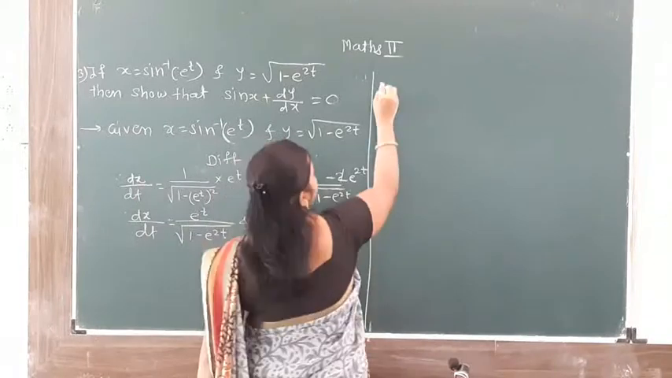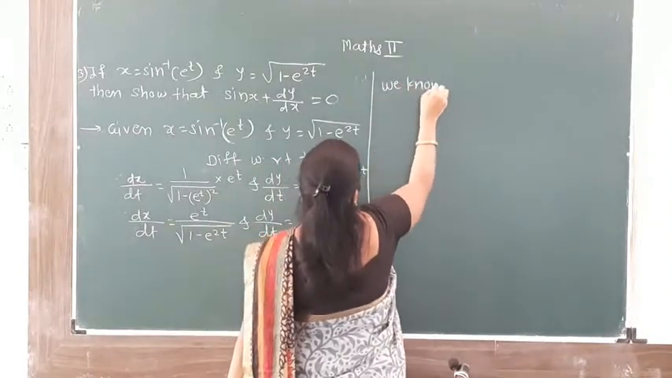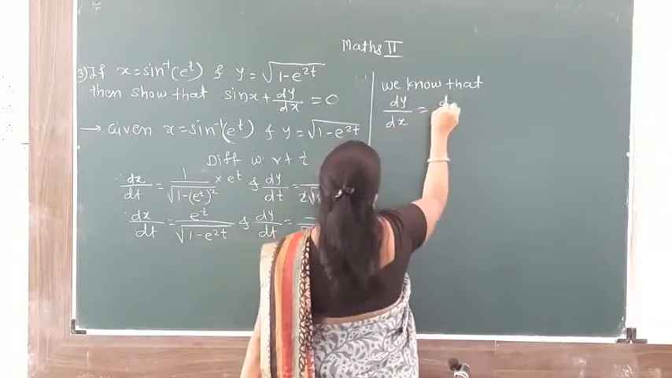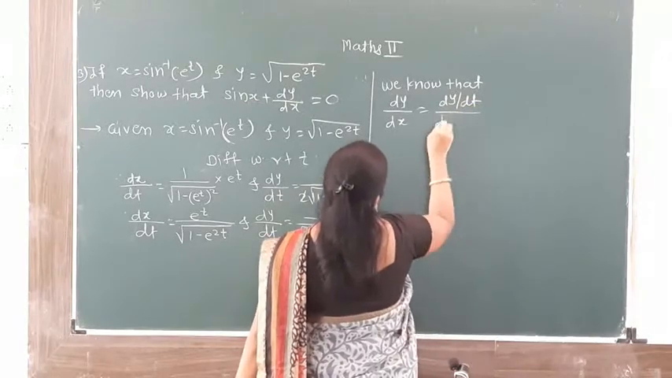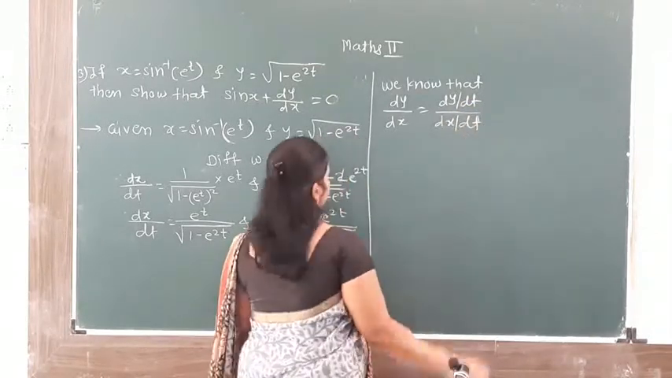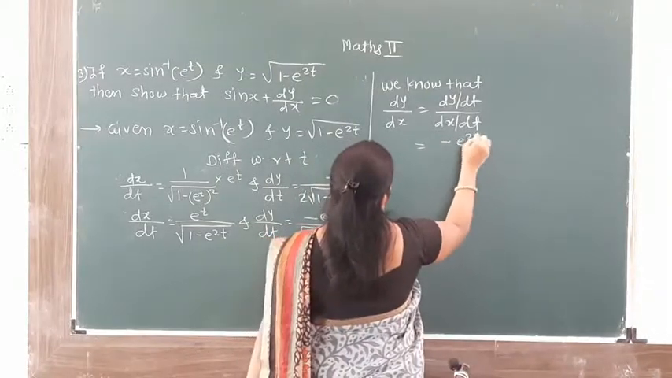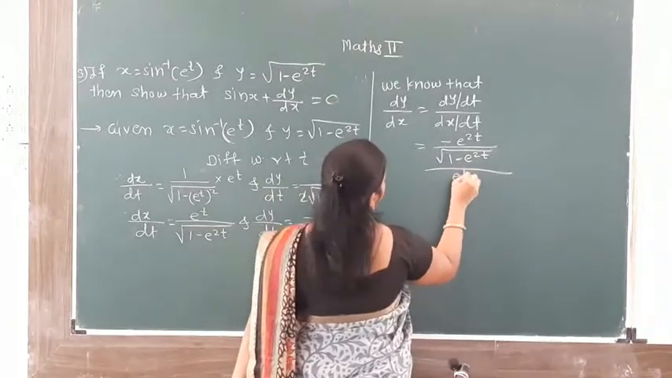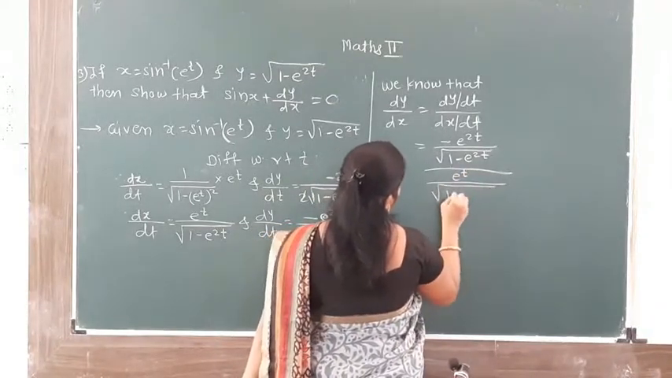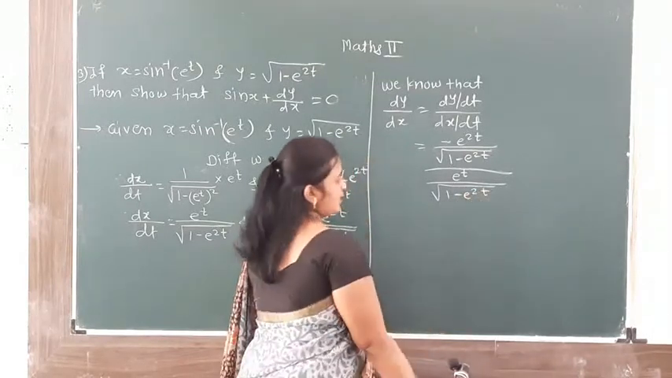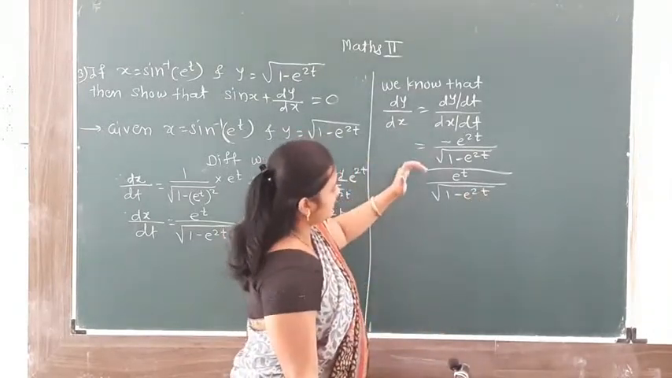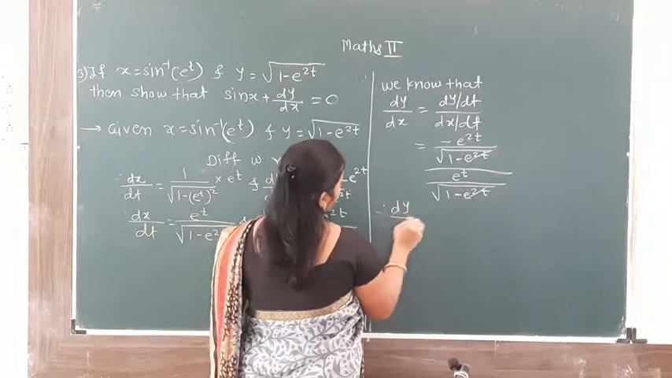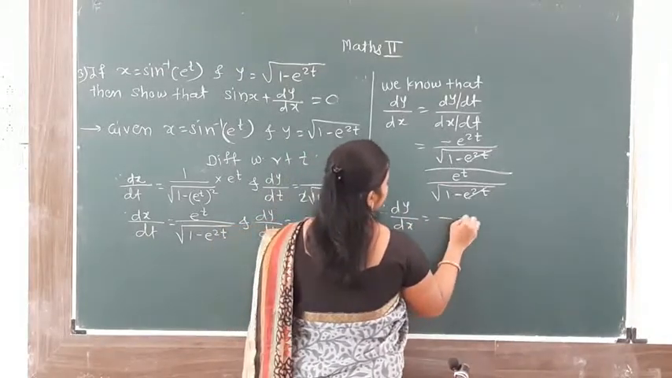Now we know that dy by dx is equal to dy by dt divided by dx by dt. Substituting the values: minus e raised to 2t divided by square root of 1 minus e raised to 2t, divided by e raised to t divided by square root of 1 minus e raised to 2t. Now the denominator and denominator are the same, so they cancel out. So dy by dx is equal to minus e raised to 2t.